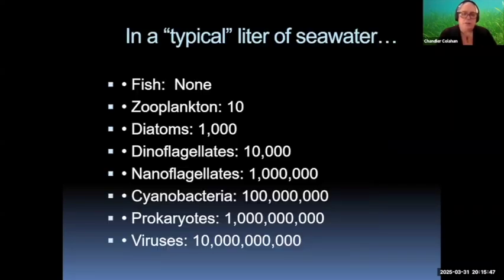Now, if you were to go and just dip a typical liter of seawater out of the Salish Sea, these are the amounts of different organisms that you could expect to see. Probably wouldn't get a fish. You get a few zooplankton or the animal type plankton. Then we get into the phytoplankton. And as the organisms get smaller and smaller, you're more likely to find more of them like cyanobacteria, prokaryotes, and viruses.